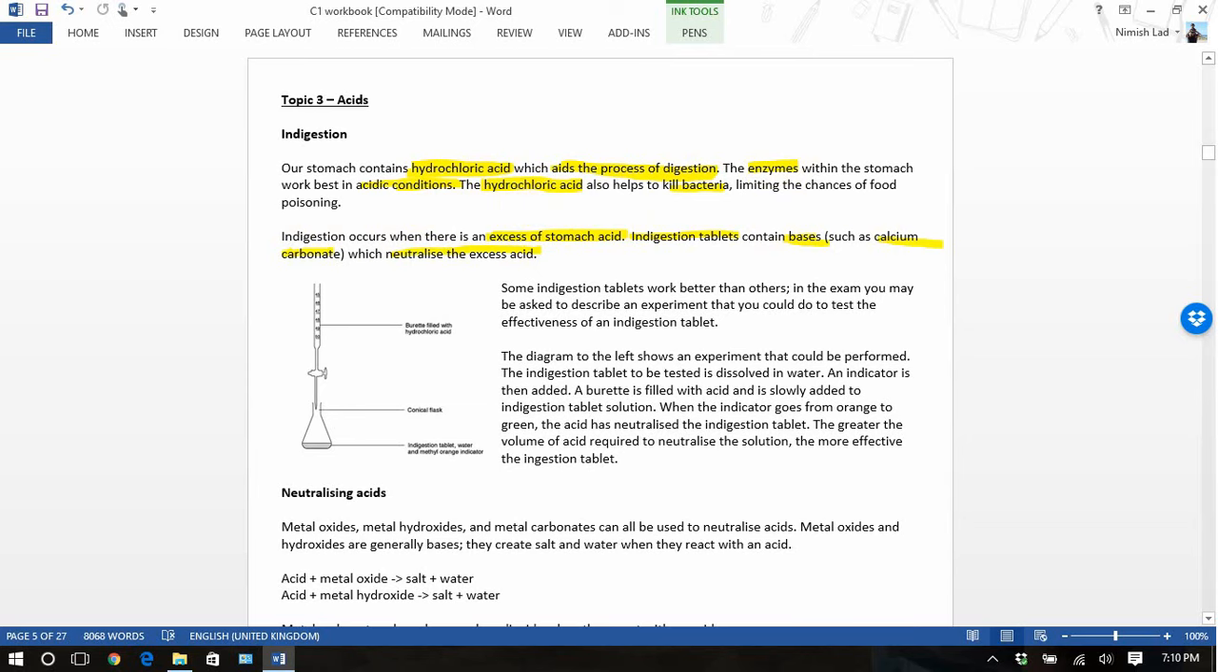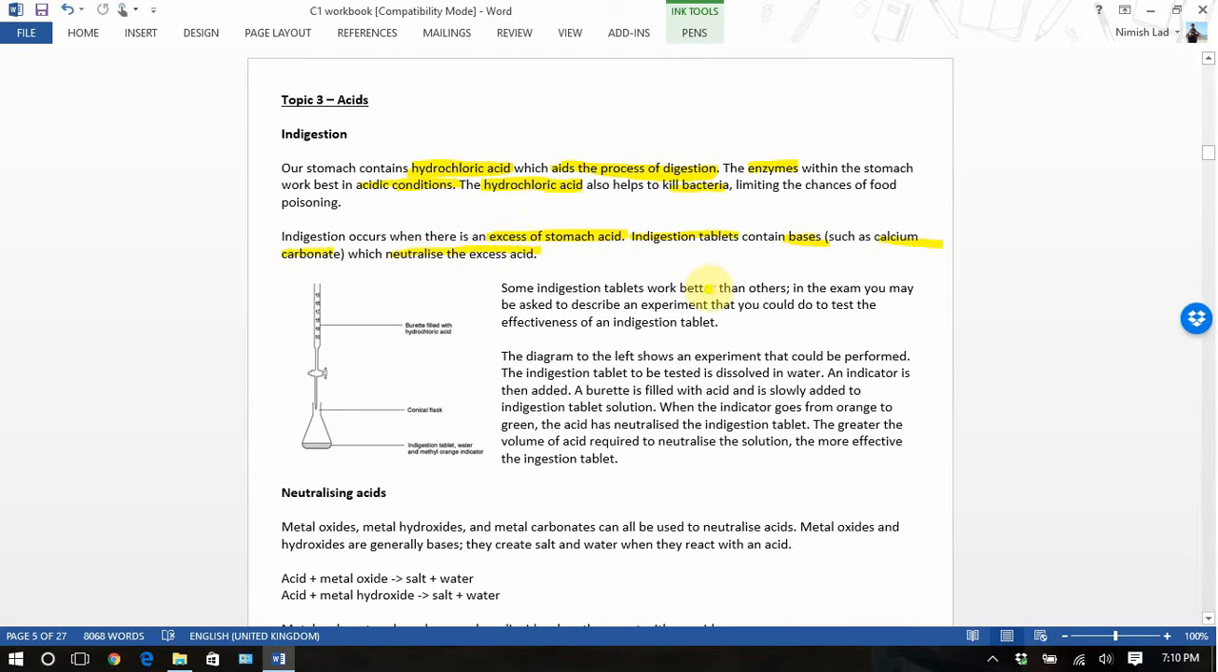They also like to ask what can sometimes cause pain in the stomach, or how are acids linked to pain in the stomach. You could say an excess of stomach acid is called indigestion, which could cause pain in the stomach. They could then say, how would you cure that? And you say, you neutralise the excess acid using a base. So neutralisation of the excess acid.